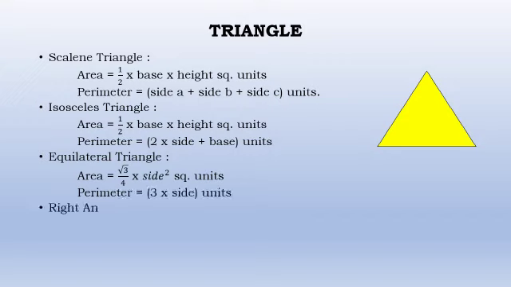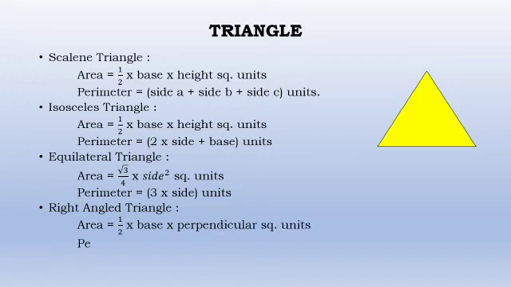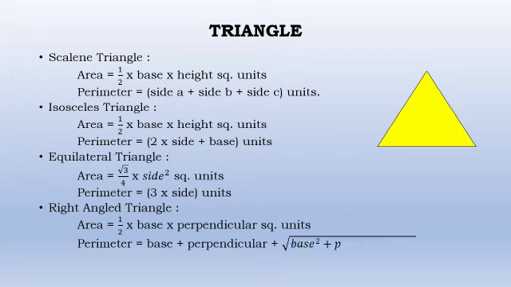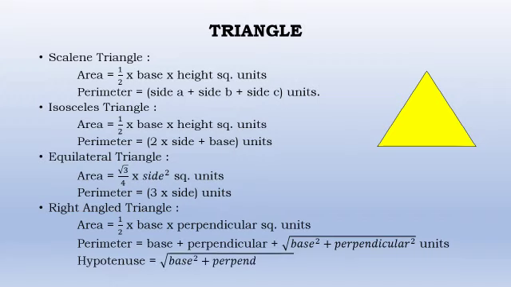Right-angled triangle. A triangle in which one angle is a right angle is called a right-angled triangle. Its area is given by half the product of base and height. Its perimeter is given by the sum of base plus perpendicular plus the root of the sum of the squares of base and perpendicular. The hypotenuse can be determined by the root of the sum of the squares of base and perpendicular.